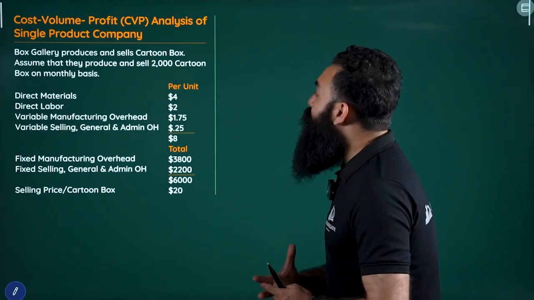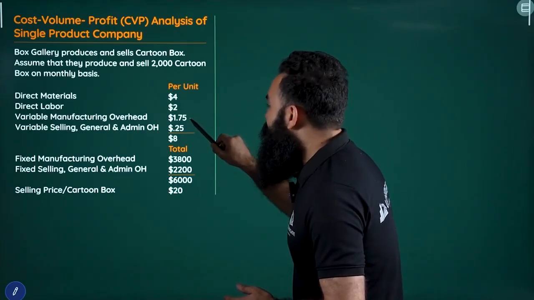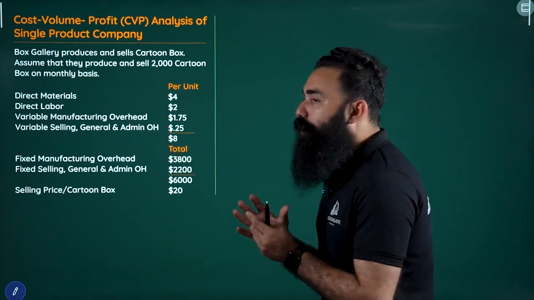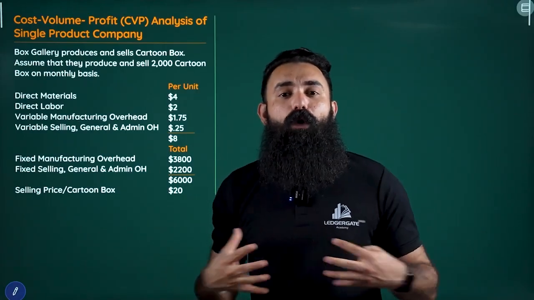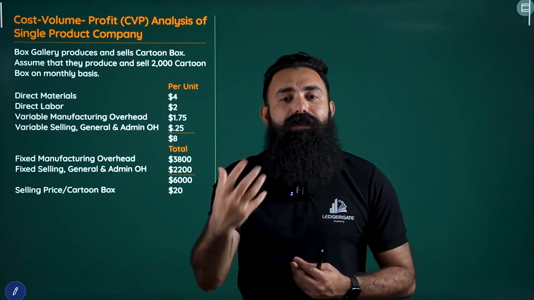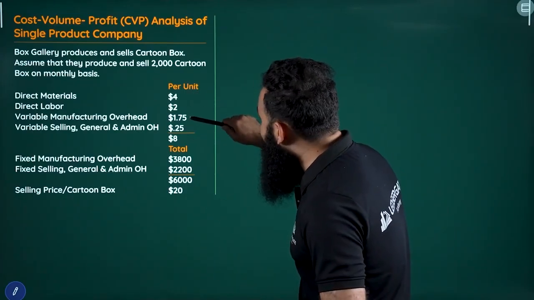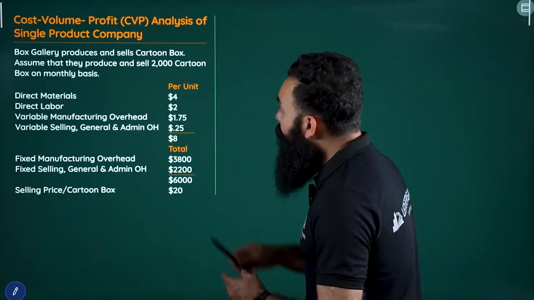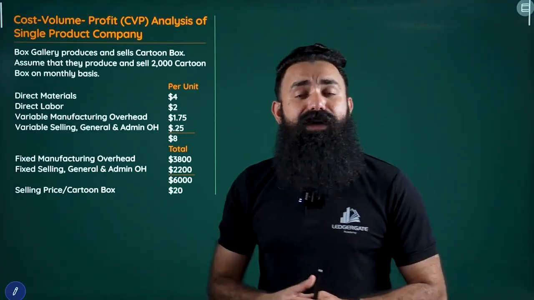But indirect costs also need to be spent. That means variable indirect costs. Let's say overheads, we used to say overheads. Indirect costs are overheads. For example, if you are producing 100 units, we have to spend some amount, let's say rent, or we have to pay salesman commission. So these costs are indirect costs, right? So here we have to pay indirect manufacturing related cost of $1.75 for each unit of carton box, and apart from that $0.25 of variable selling and administration related cost.